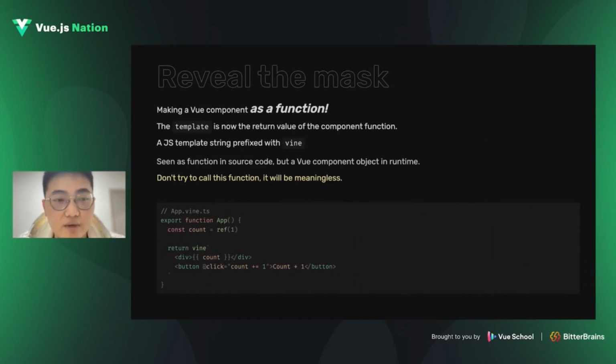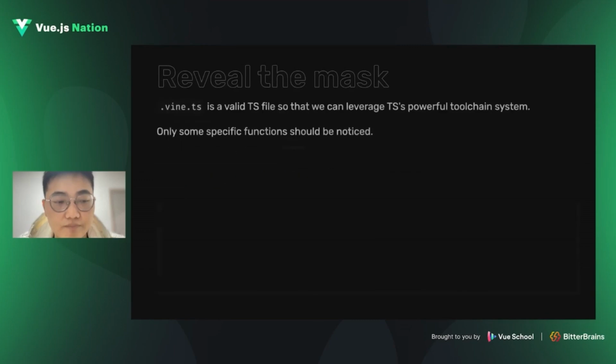We can define a component as a function and use the template as the return value. In today's JS ecosystem, since we have a bundler toolchain like Vite, we can easily create some compile magic. This function is seen as a function in source code, but a Vue component object at runtime. But as a user, you don't need to care about these underlying implementation details.